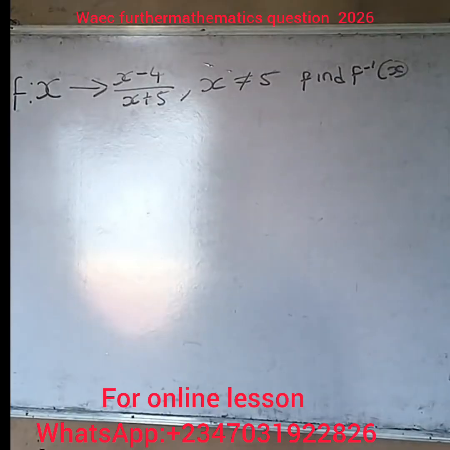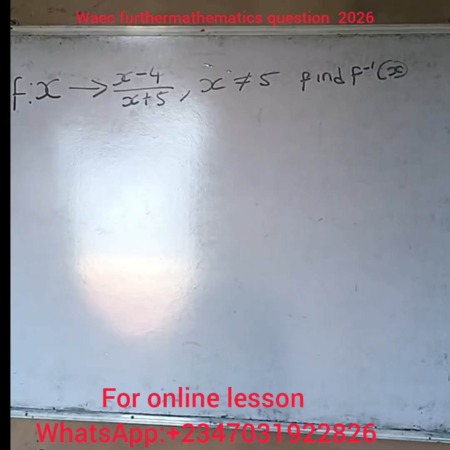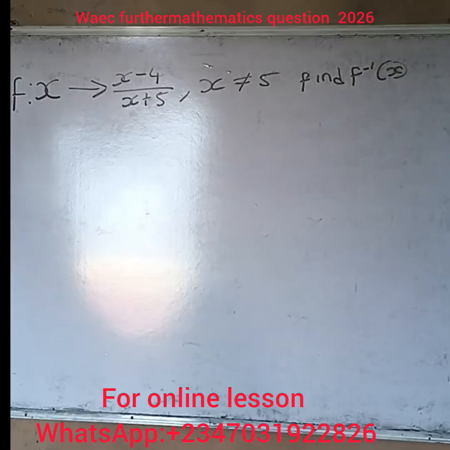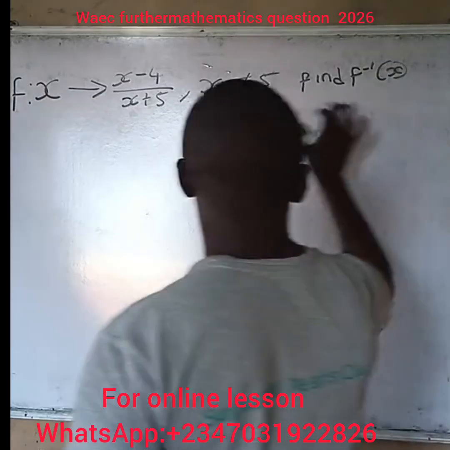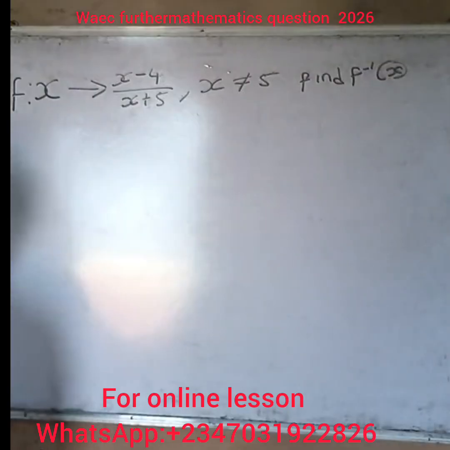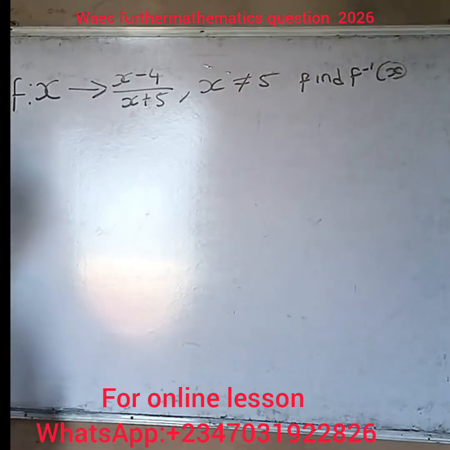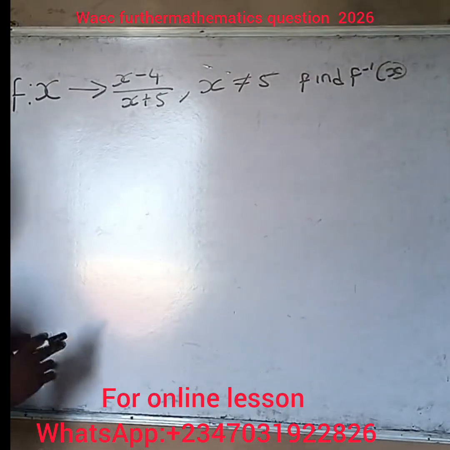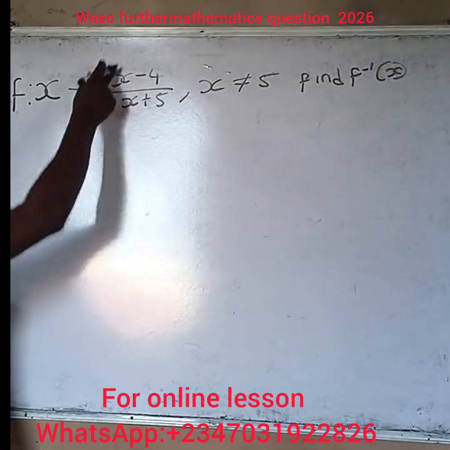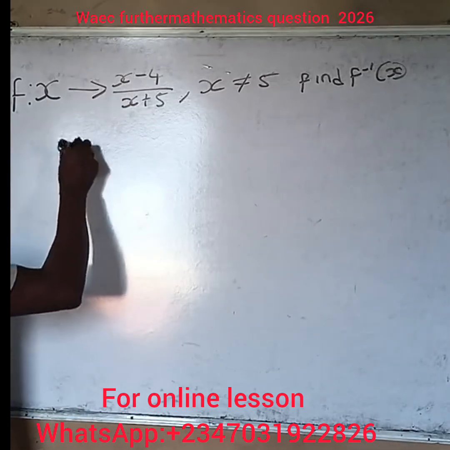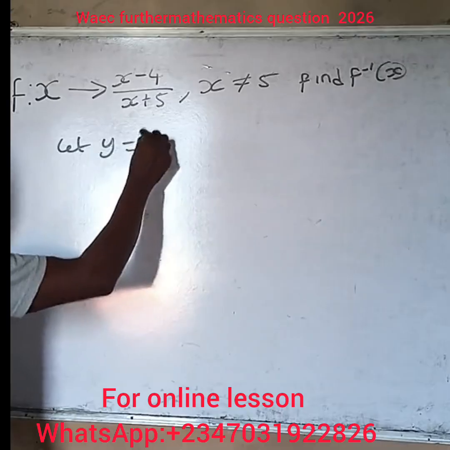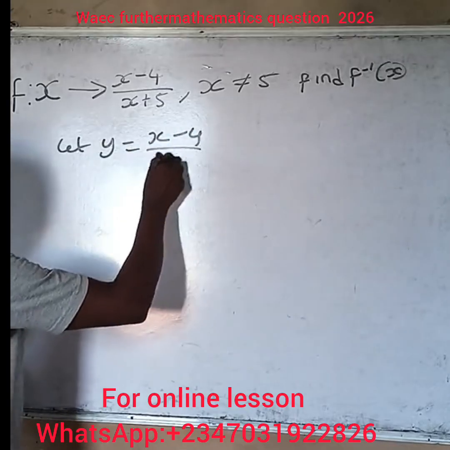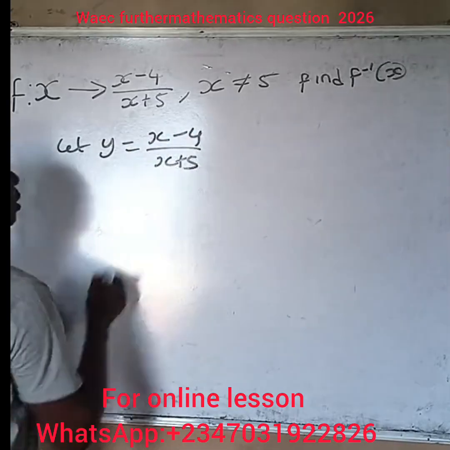Yes, this is another question from this year's Further Maths paper in this year's WAEC. We are told that f of x tends to x minus 4 over x plus 5, where x is not equal to 5. We are asked to find the inverse of f. When you are looking for an inverse in math, all you need to do is let y be equal to x minus 4 over x plus 5.